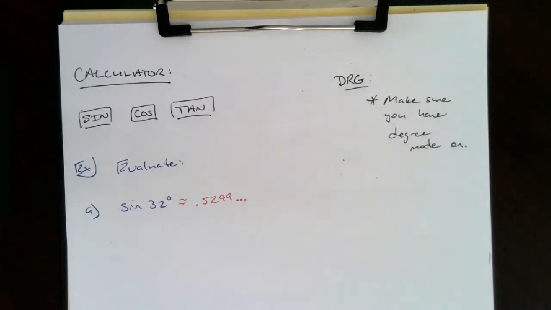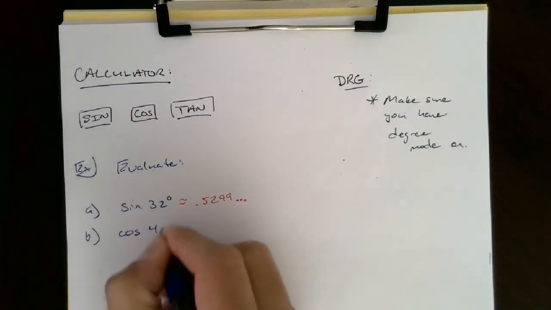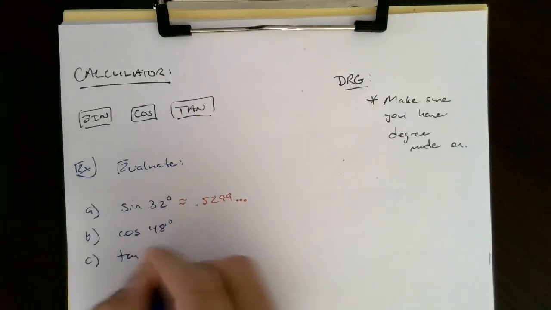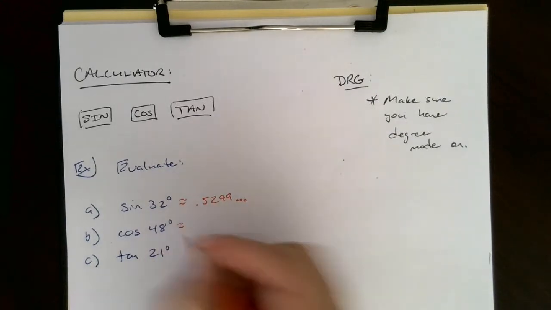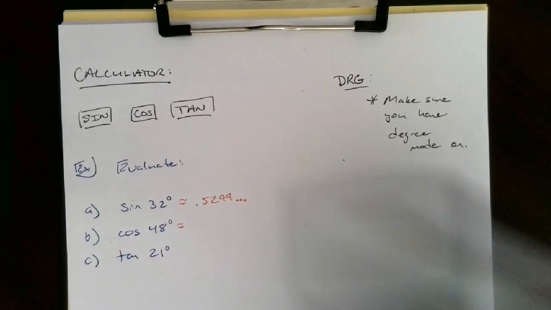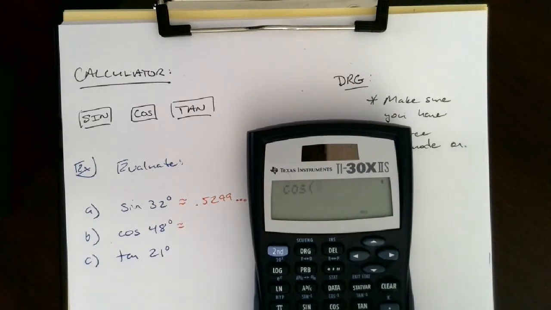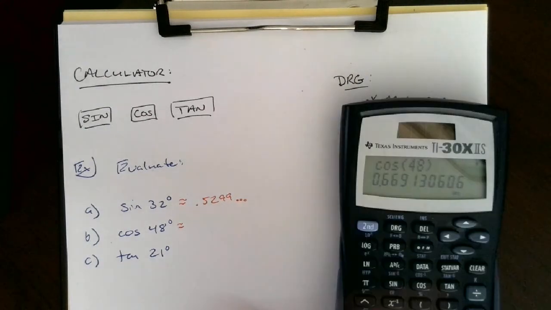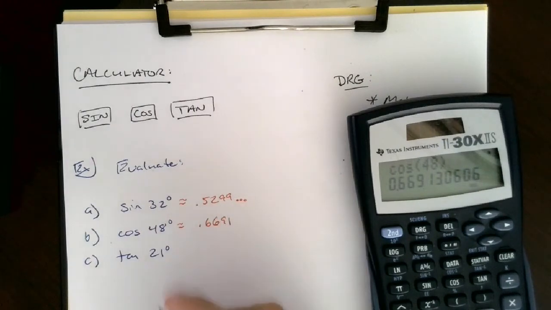You might want to try these next two for cosine and tangent on your own. They're similar, right? The cosine of 48 degrees and the tangent of 21 degrees. This is really just to make sure you understand how to use your calculator. So the cosine of 48 degrees, for me, I do cosine 48, hit enter, and I get 0.6691, to 4 decimal places.